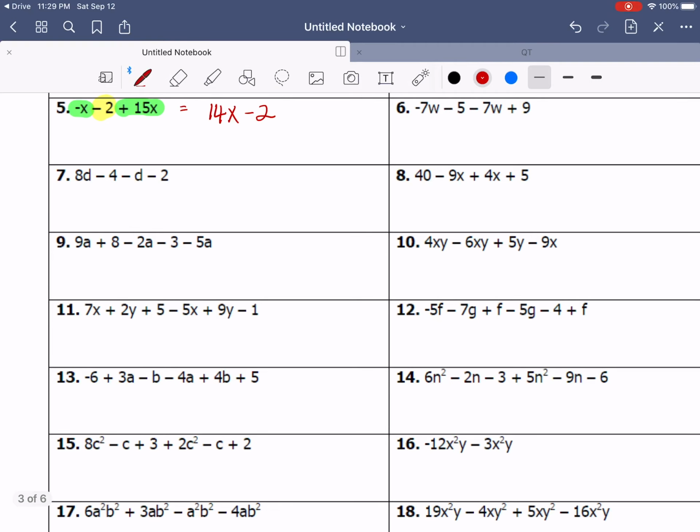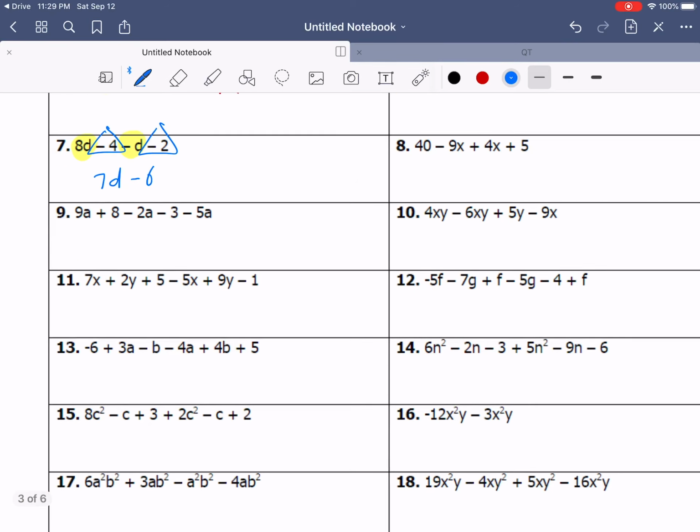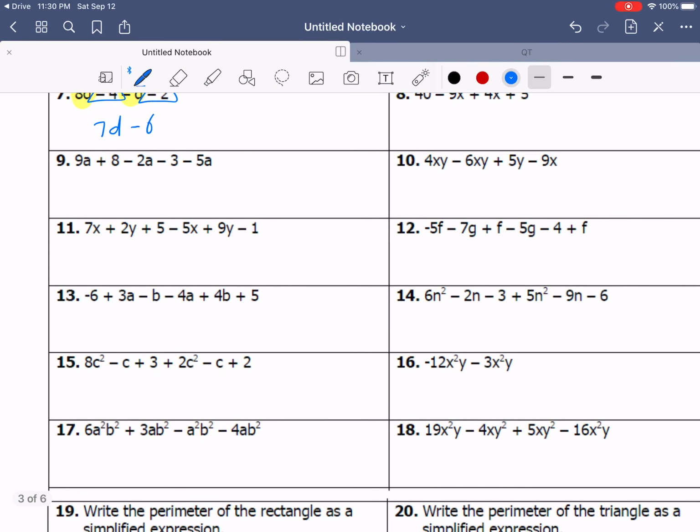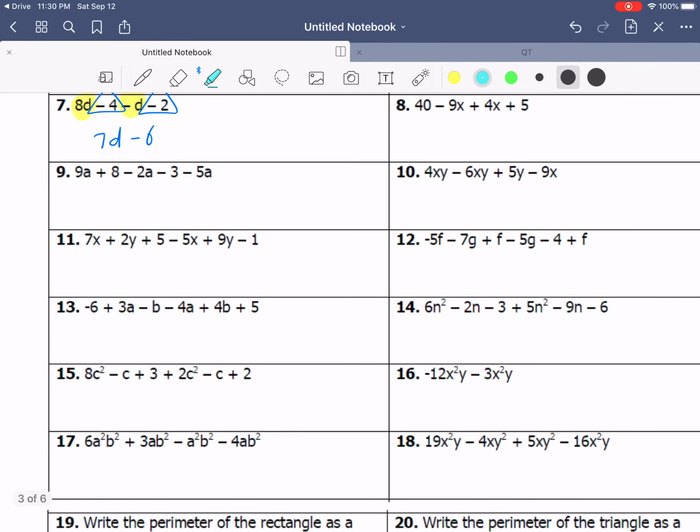Question number 7. Now I'm going to speed up because I believe it's going to be easy. 8d minus d is going to be 7d. Negative 4 minus 2. You can use a pen like this if you don't have a highlighter yet. Negative 4 minus 2, you're going to get negative 6. It's so easy. If you do not have a highlighter yet, make sure to get one as soon as possible, because that's going to make your life easier.